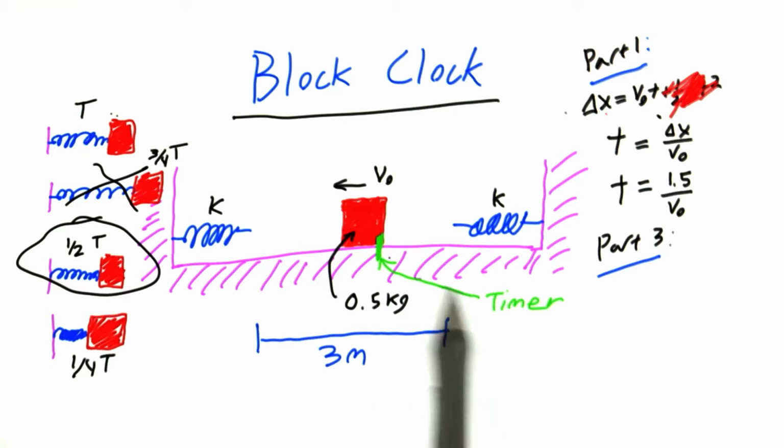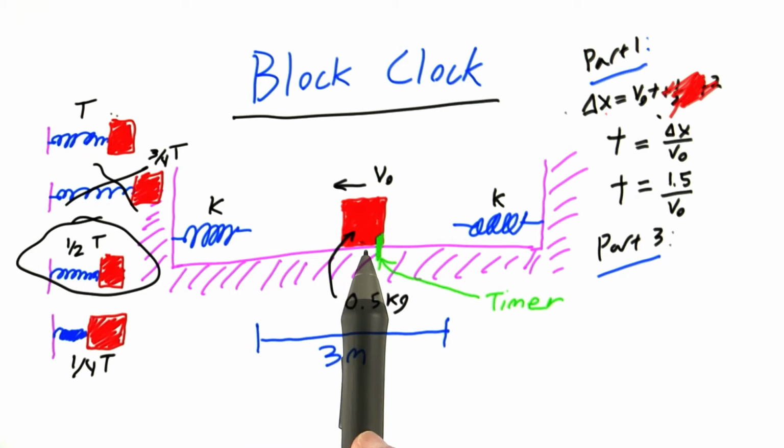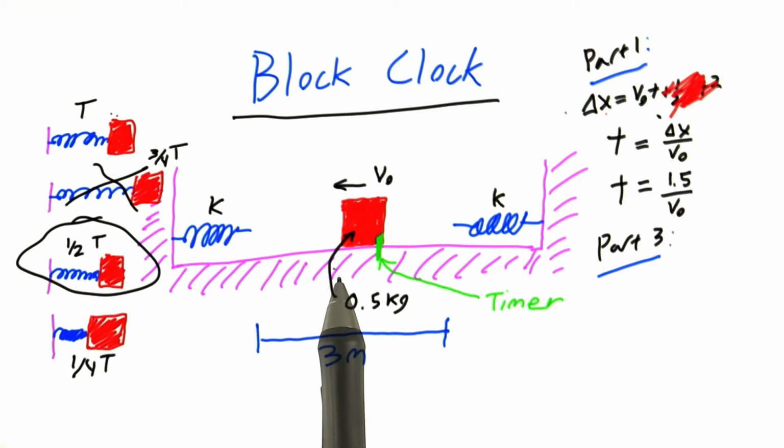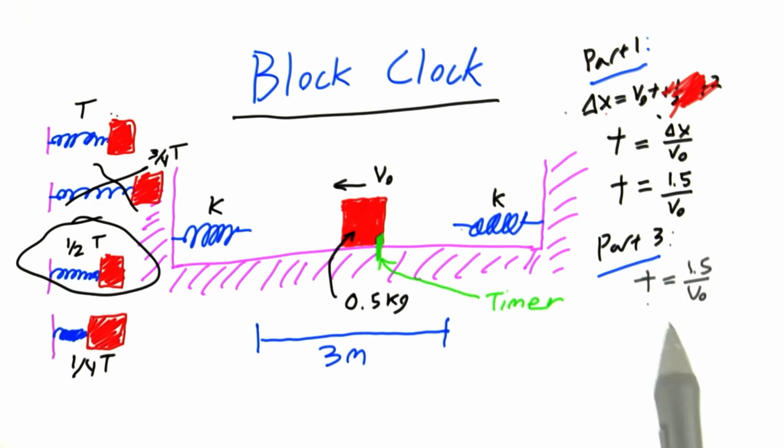This means that part 3 is actually an exact mirror image of part 1. The block is just moving to the right this time over a distance of 1.5 meters at this same speed, v0, except this time it's to the right. So we can actually conclude right away that the time for part 3 is just equal to 1.5 over v0, just like part 1. Now what about part 2?